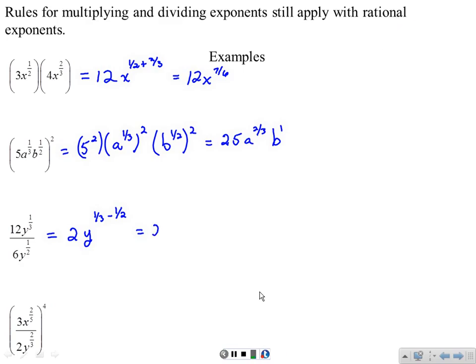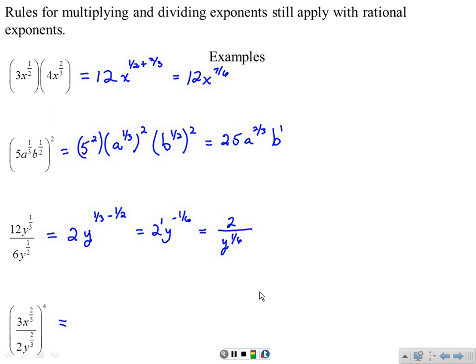Basically, you're going to get 2, and then 1/3 minus 1/2, and you're going to get 2y to the negative 1/6. And remember, none of your answers can have negative exponents. So that negative 1/6 has nothing to do with the 2 because the 2 has its own power. So it's going to stay on top, but we're going to put y to the 1/6 on bottom.